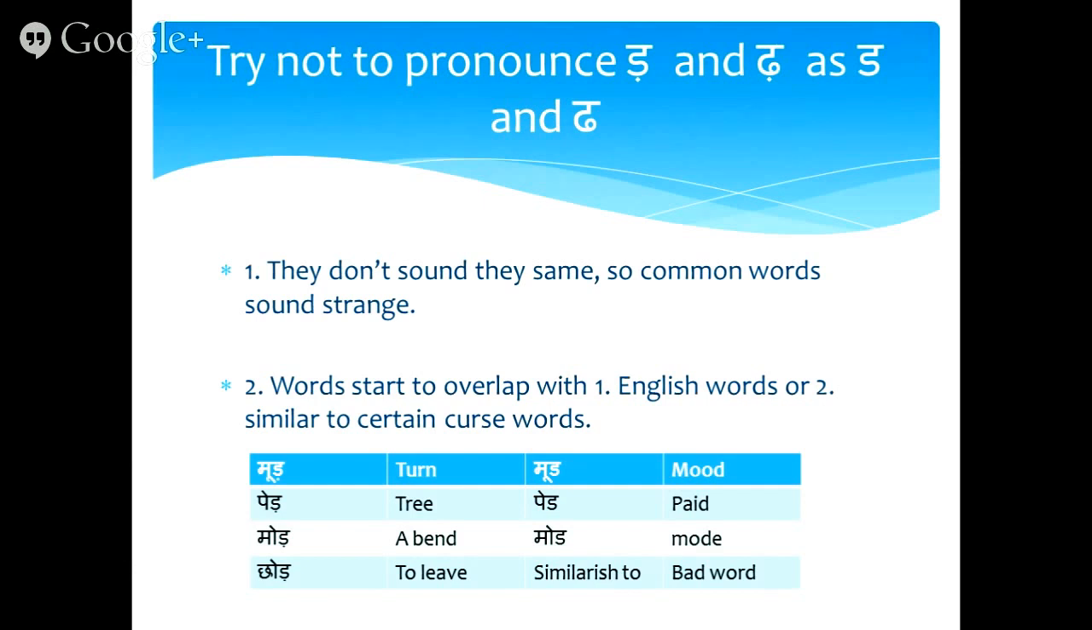Second point, if you start replacing the flaps with retroflex, then regular Hindi words start sounding like English words. Mood is to turn, and mood. What mood are you in? Beard is a tree, whereas I'm paid. What? Mode is a band, whereas mode, a la mode. What? Toward is to leave. Oh, whoa. That's similar to a bad word. We don't want to go there.